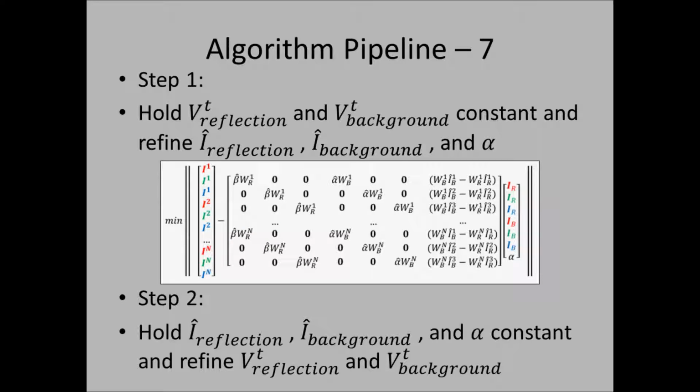This optimization can be done in a two-step alternating fashion. First, the motion fields are held constant by using their initial values. The system of equations is linearized and solved for the background and reflection images and the alpha value. Then those quantities are held constant and the system of equations is solved for the motion fields. This alternating procedure can be repeated over a few iterations.